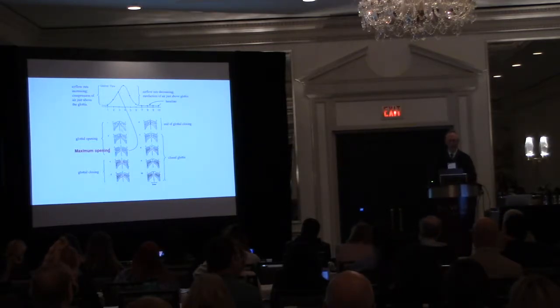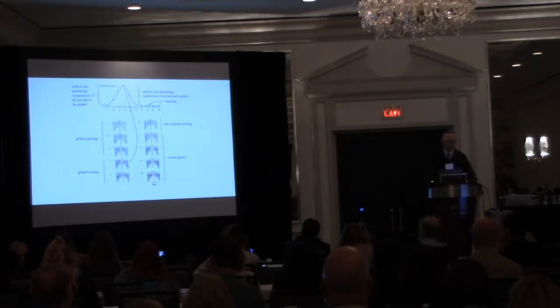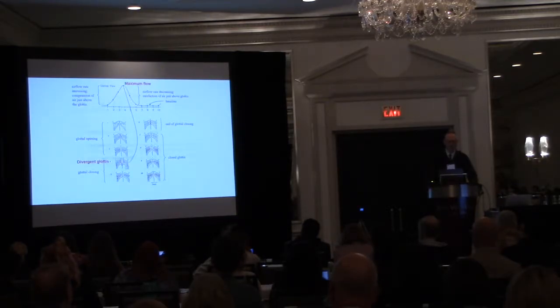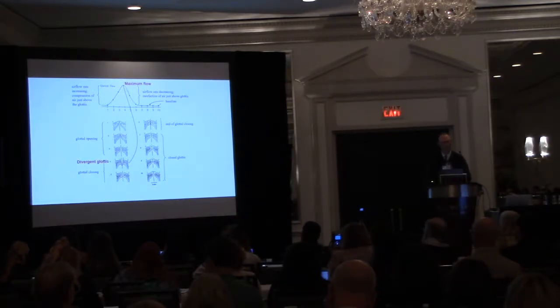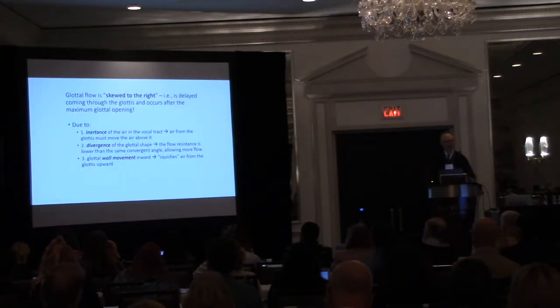Then the vocal folds reach a maximum opening, but that is actually before the maximum flow is coming through the glottis. It's not until the vocal folds are starting to come back toward each other, and now the shape is divergent, that the maximum flow occurs, but the maximum glottal area has passed. And we call this skewing to the right. That means the peak airflow is later than the maximum glottal area. So we call that skew to the right.